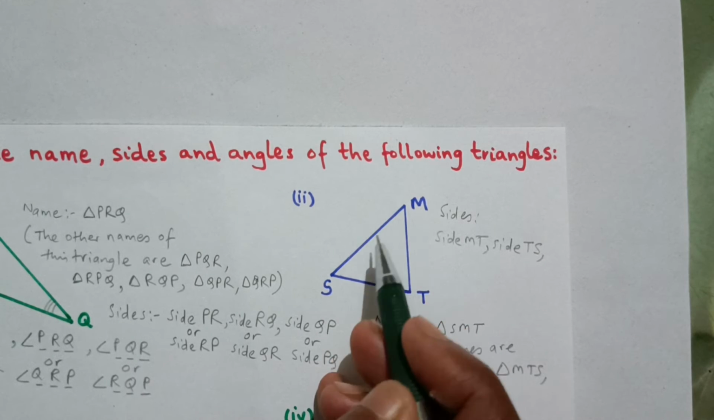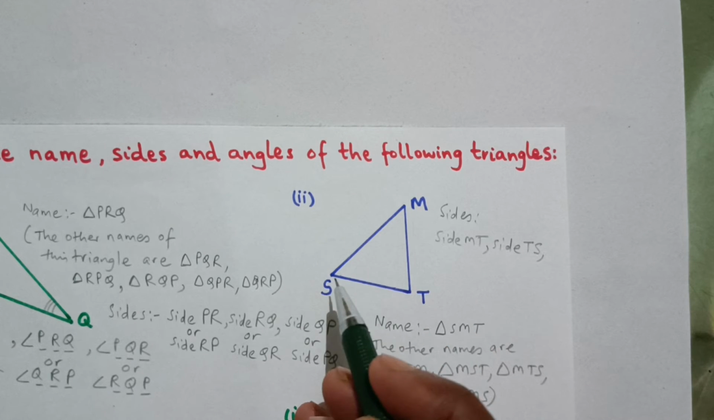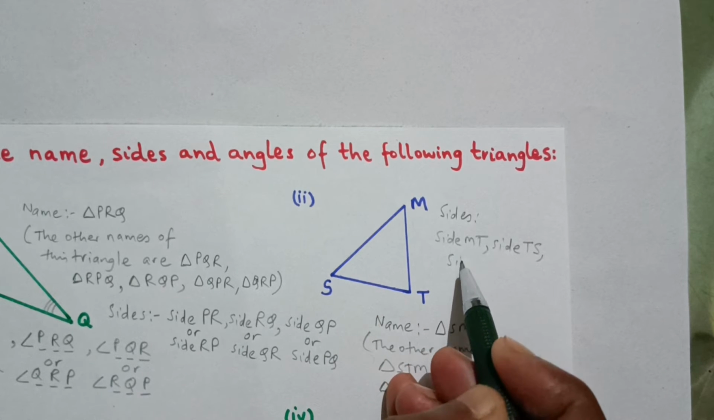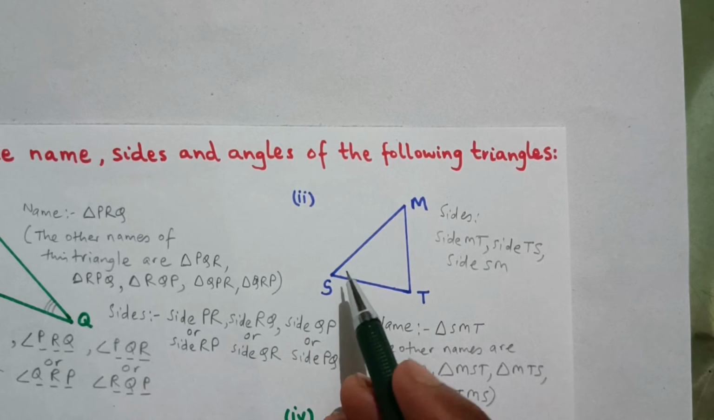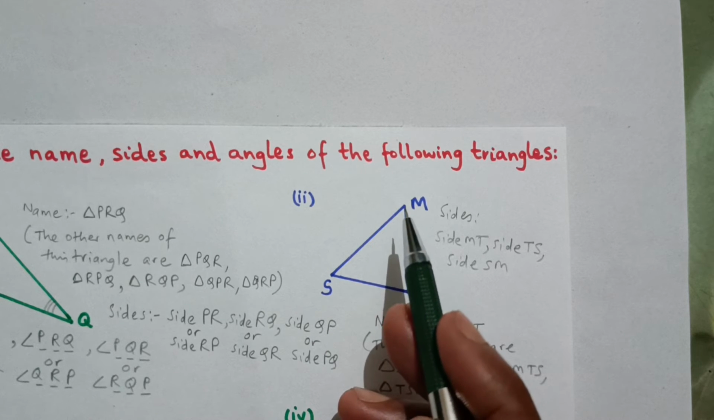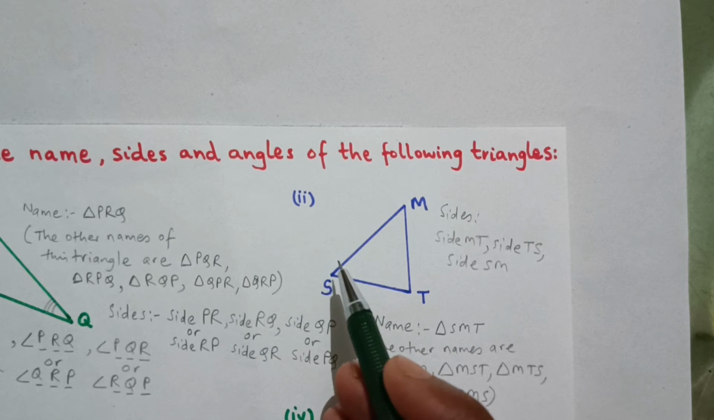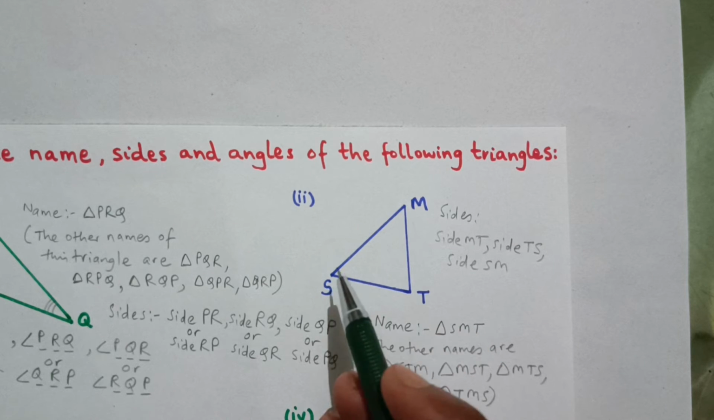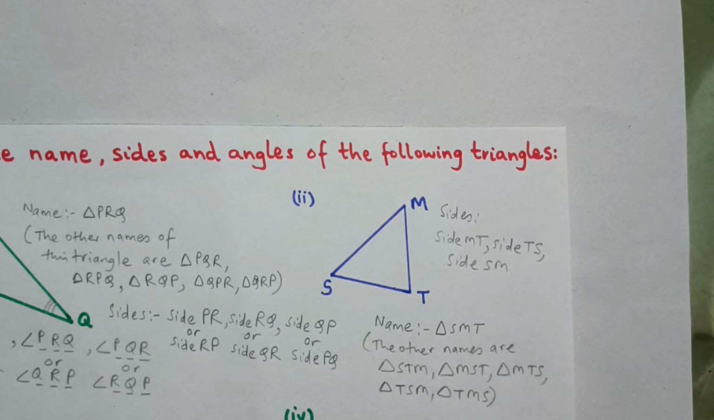And then this is the remaining side. This side I will call side SM. You can call it side MS also. So these are the three sides of this triangle.